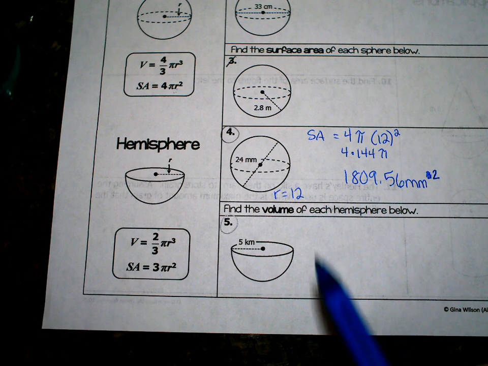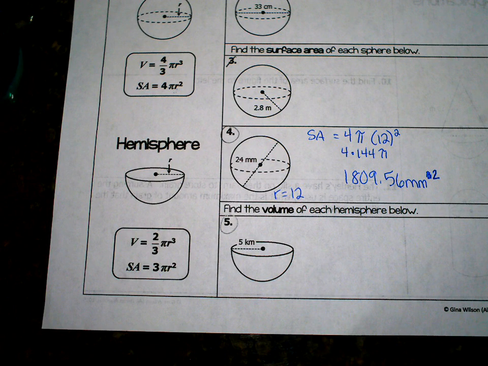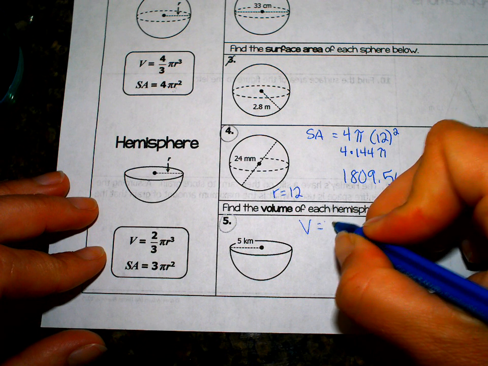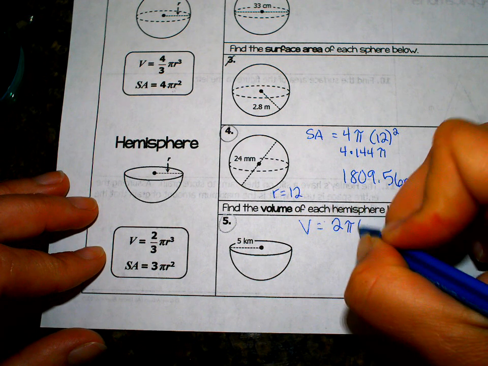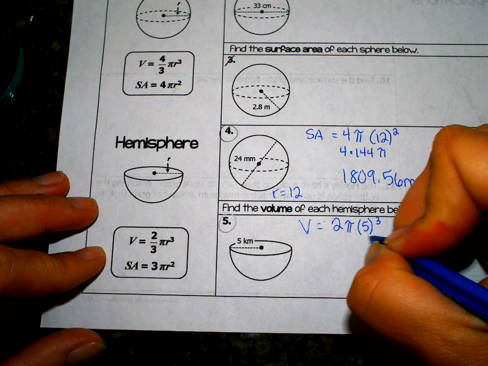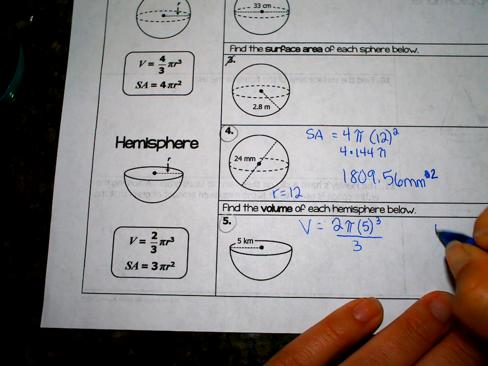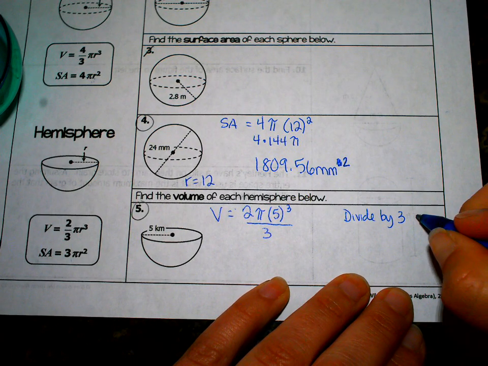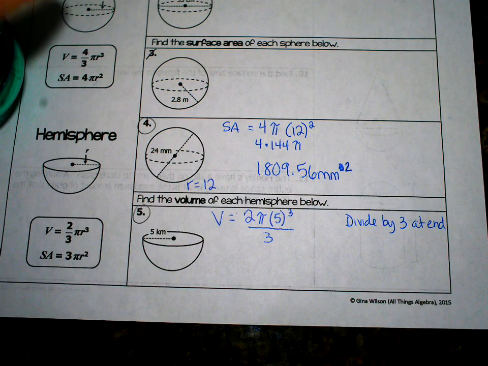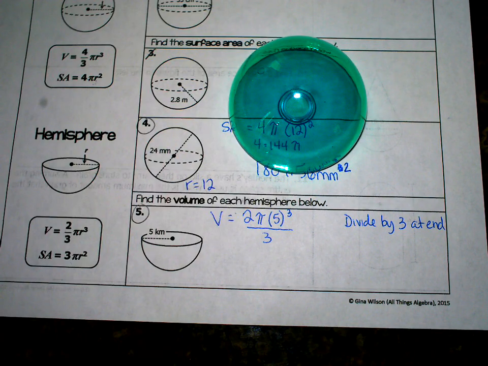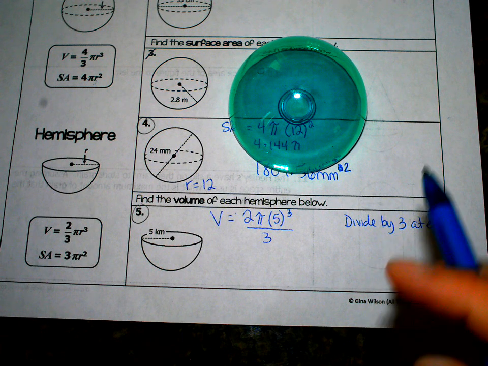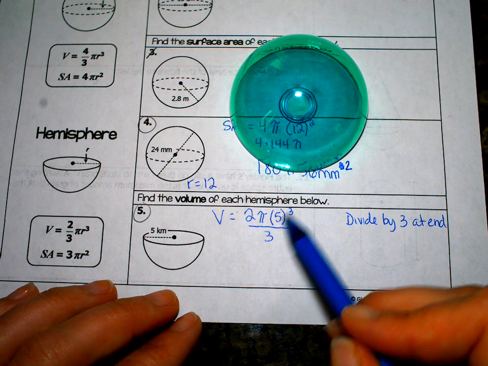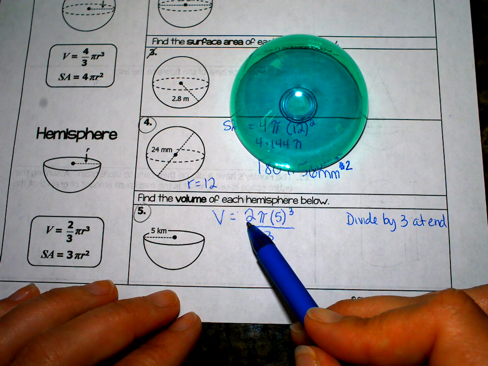But right now I'm just doing the volume. The backside is surface area. Volume. Okay, here we go. I'm going to remind you that I'm going to do 2 pi r cubed, and I'm going to divide by 3 at the end. Divide by 3 at the end. So here we go. Well, 5 to the third is 125. I can do this in my head, yes. 125 times 2 is 250.